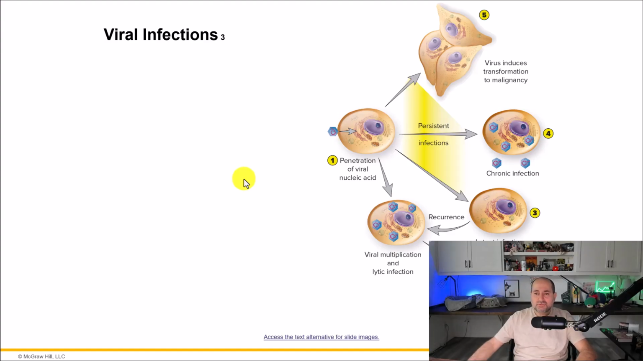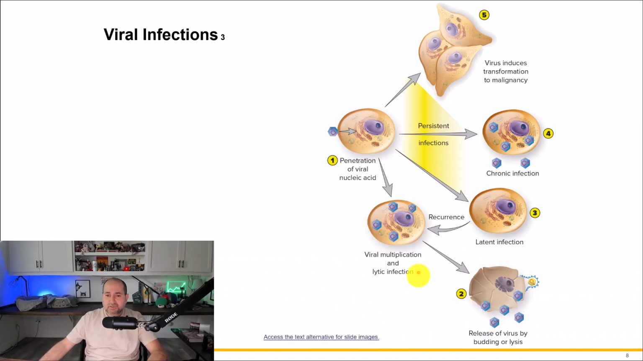Remember, you can have the cell lyse. Remember, lyse means break apart. The viruses can cause lysis. Viruses can cause a latent infection. Viruses can cause a chronic infection. And remember, viruses can even cause cancer. That's called transformation to malignancy. So all of these outcomes are possible with a viral infection.